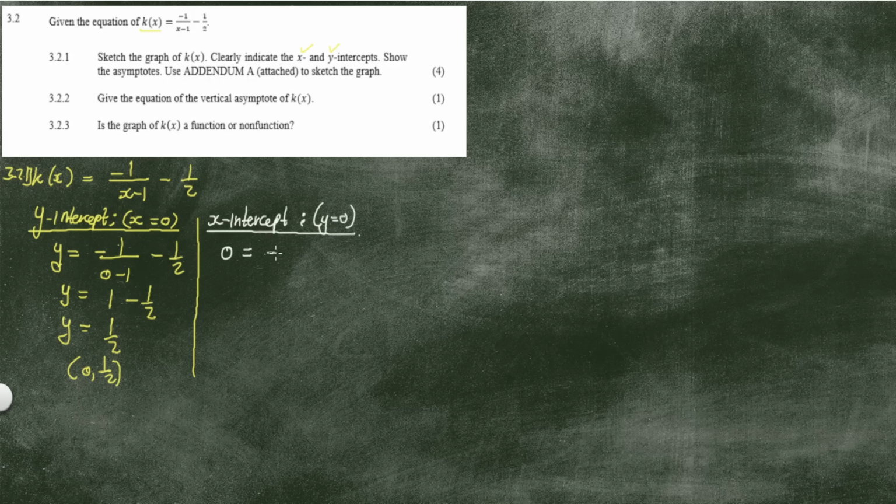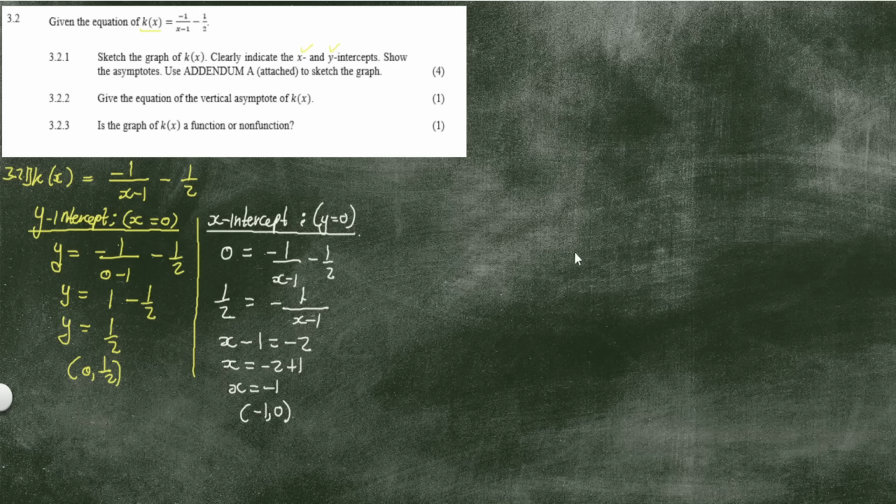0 is going to be equal to minus 1 over x minus 1 minus a half. Transpose the negative half. It gets to the other side as a positive. Minus 1 over x minus 1. We cross multiply. X minus 1 equal to 2 times minus 1. That's a negative 2. Transpose the 1. It's equal to negative 2 plus 1. X is equal to minus 1. We have a point that is minus 1 and 0. We have the x-intercept as well as the y-intercept.